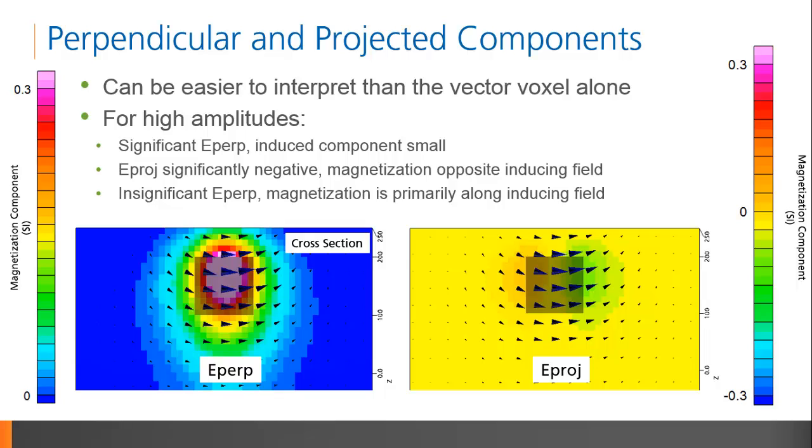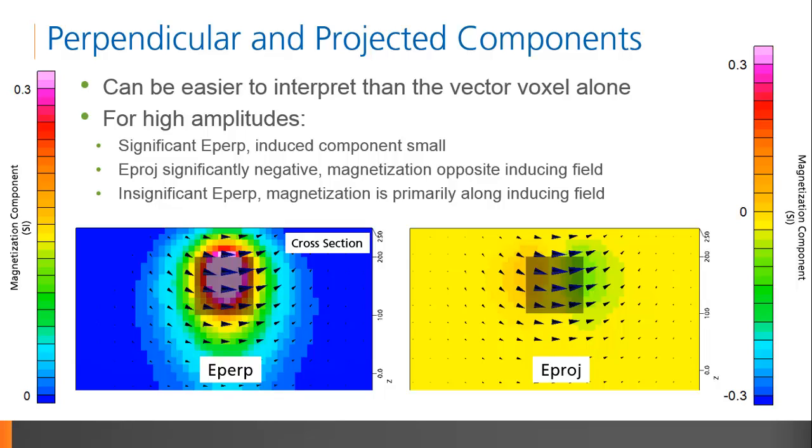The usefulness of these scalar components is obvious when working with real-world data. In such prism examples, the vector voxel is easy to view, and much insight can be gained just by viewing the high-amplitude vectors. But for inversions of real geophysical surveys, the size of the survey, compounded by the complexity of the result, can make the vector voxel difficult to interpret. Therefore, these two secondary components, E-perp and E-proj, can be used to gain some insight on the orientation of magnetization.